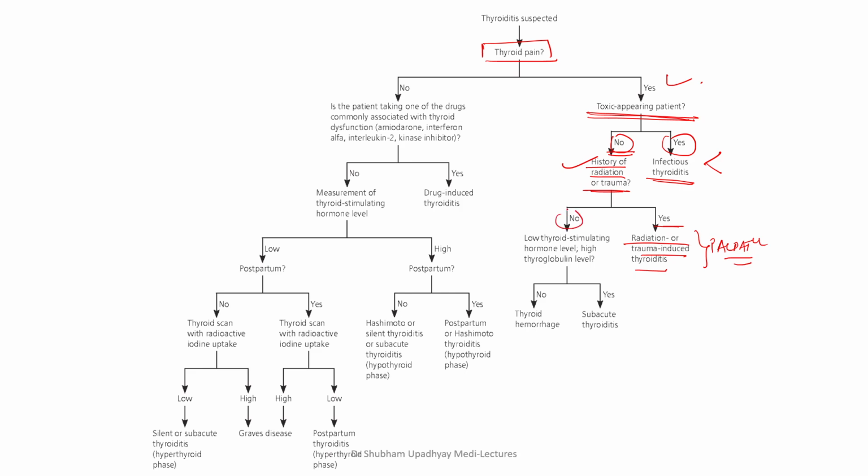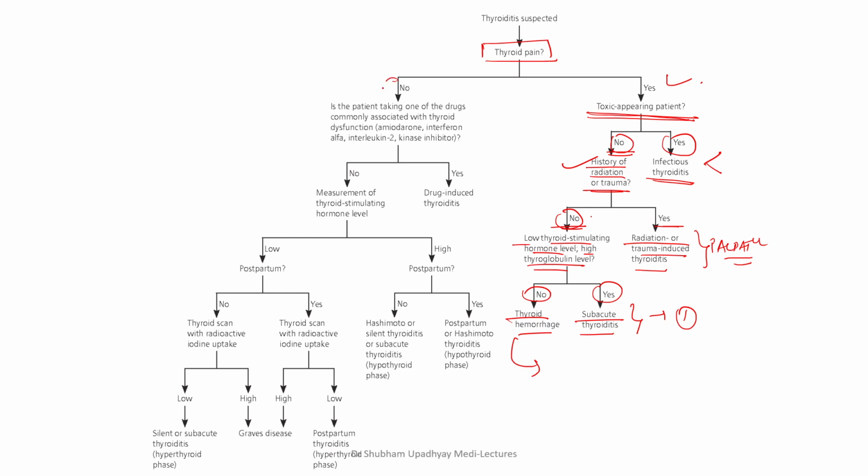If there is no history of radiation or trauma, we will see the levels of TSH, whether the TSH is low with high thyroglobulin level or not. If yes, it can be subacute thyroiditis in the first stage, that is thyrotoxic stage. If no, then this can be thyroid pain due to thyroid hemorrhage. So we discussed that pain can be due to hemorrhage in the thyroid cyst. So this can be the cause of the thyroid pain.